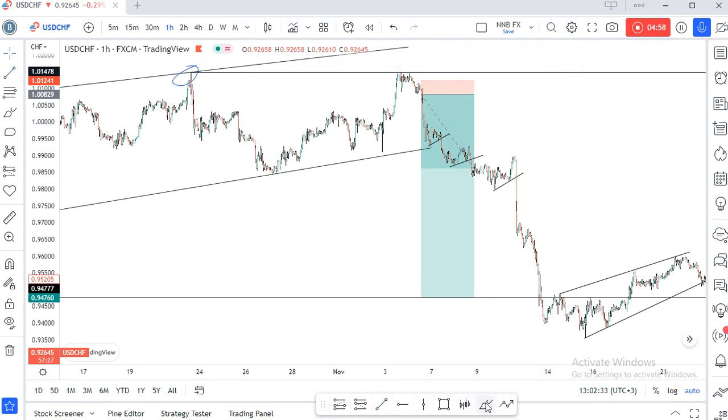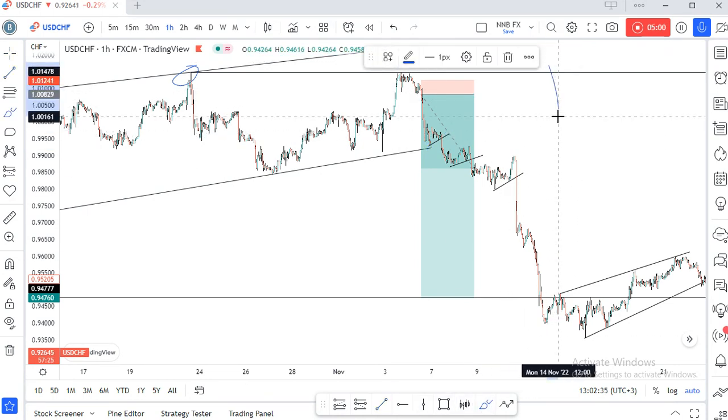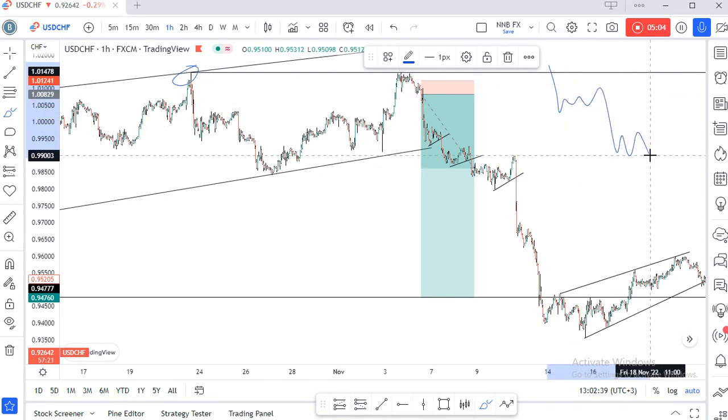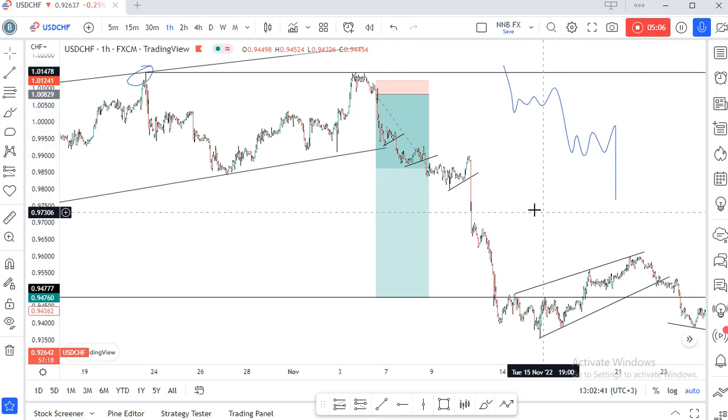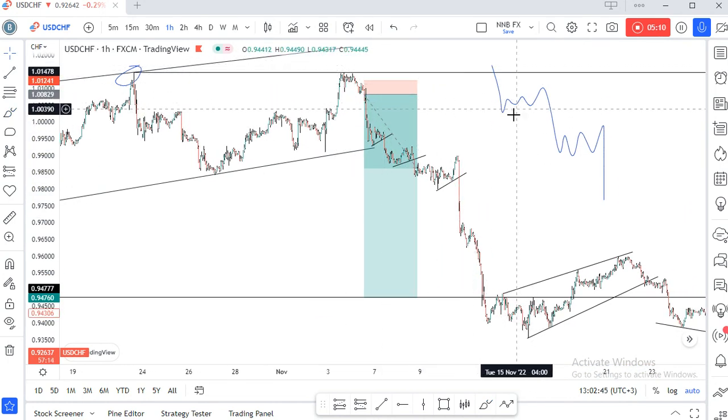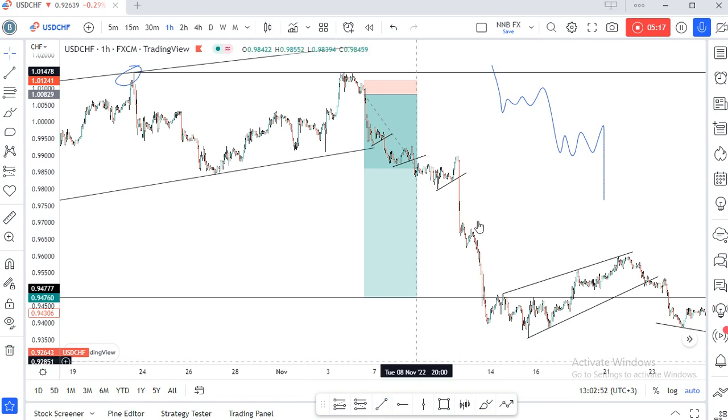It's normally impulse, corrects, impulse, corrects, impulse. And if you are patient enough, if you missed a trade as the market was reversing, you could use these corrections to enter your trades on the break of these corrections.